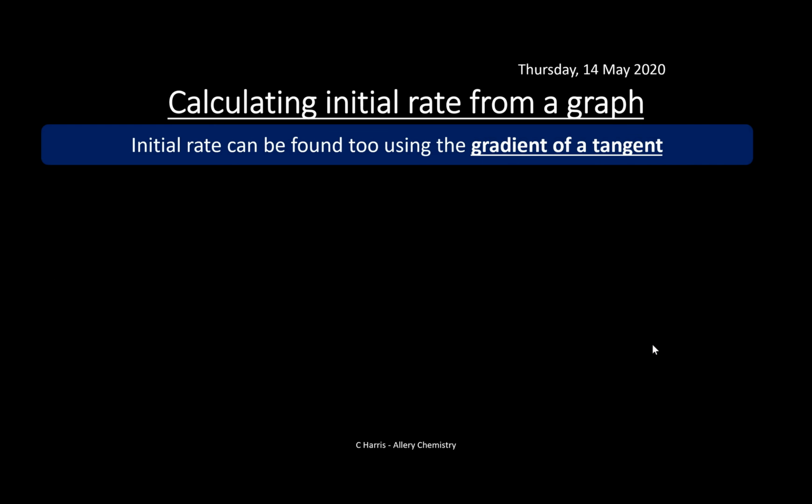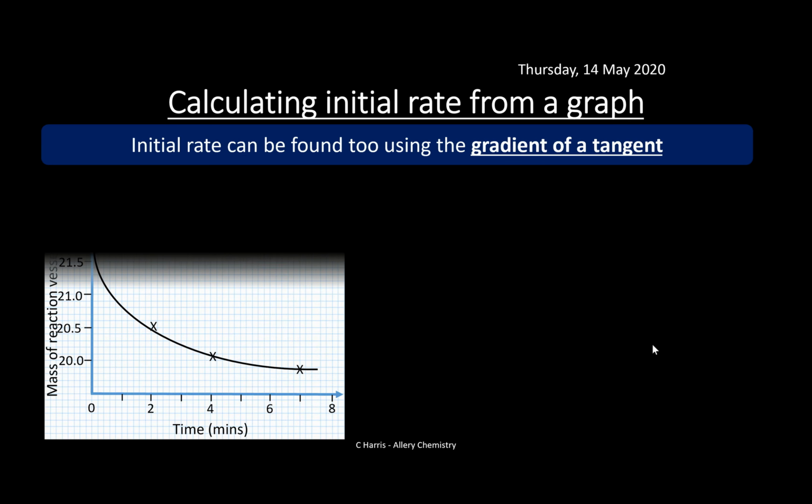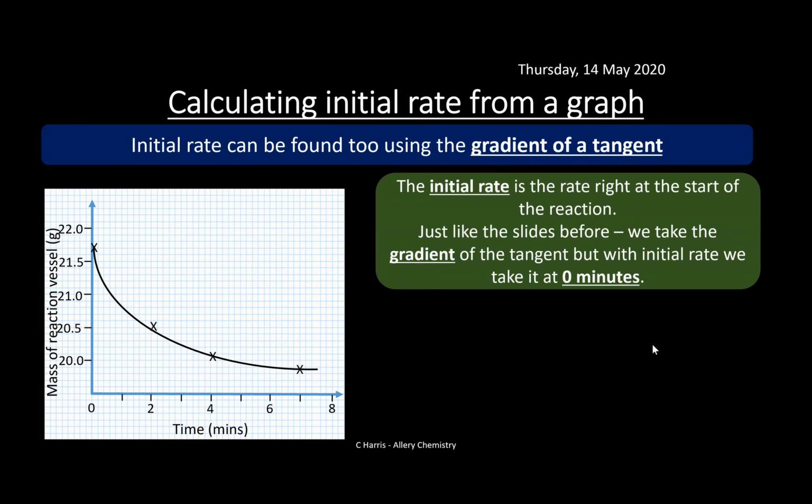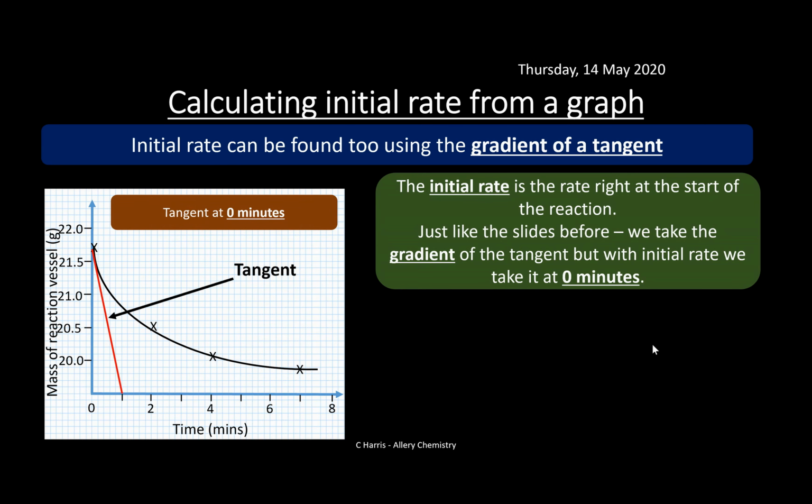Okay, so initial rate can be found too using the gradient of a tangent. Initial rate is just the rate right at the start of the reaction. So unlike the previous example where we worked out the rate at, I think it was 3 minutes, this one we're going to work out the rate right at the start of the reaction. Just like what we've done before, we take the gradient of the tangent on this curved line, but we take the tangent at 0 minutes. So the tangent at 0 minutes is going to be something like this. That's your tangent.